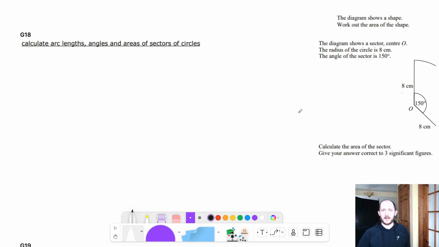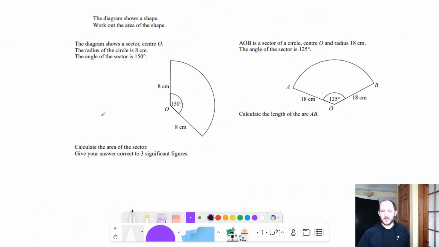You need to be able to calculate arc lengths, angles, and areas of sectors. So in terms of area, a sector is just a fraction of a circle. So all we're going to do is take a fraction of the area of a circle, so pi r squared. But how do we work out what fraction we take? Well, you look at the angle. Now, angles in a circle should add up to 360. So all you do is you take the angle they give you and divide it by 360. And that is what you times that by in order to get whatever the area is. So in this case, 150 over 360 times pi times 8 squared.